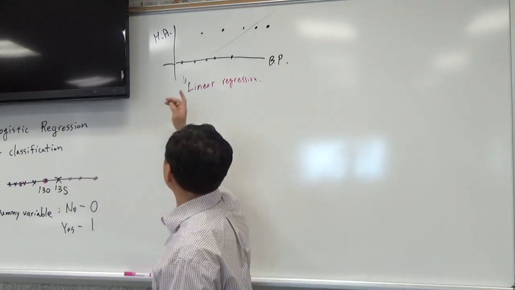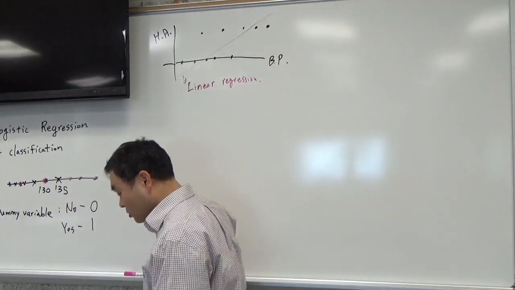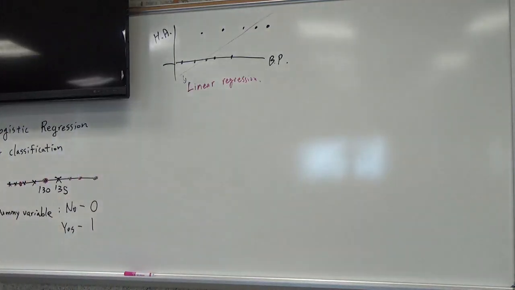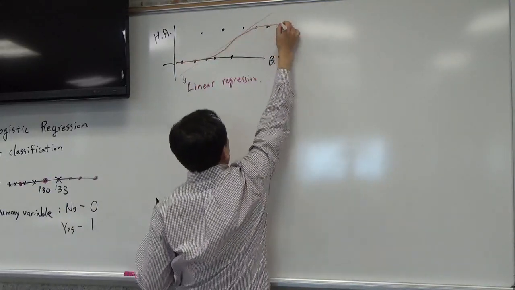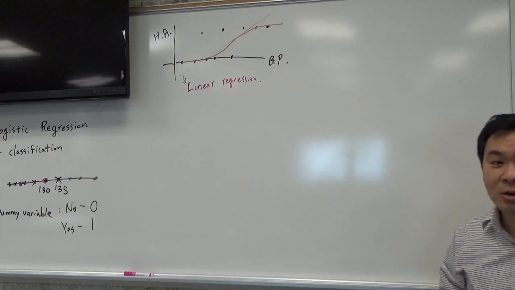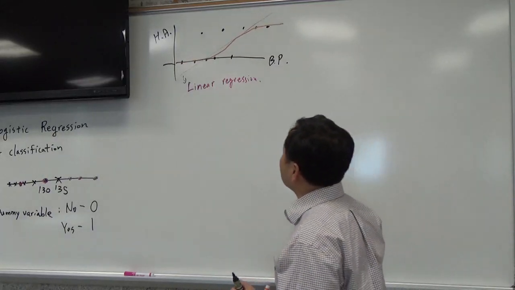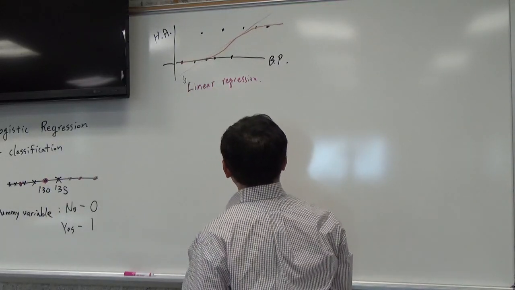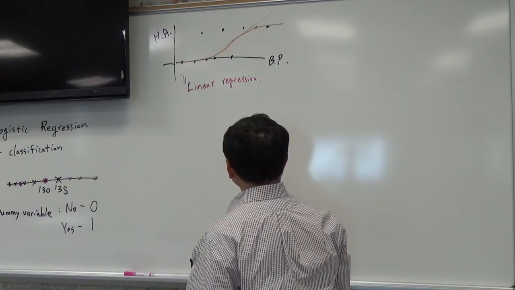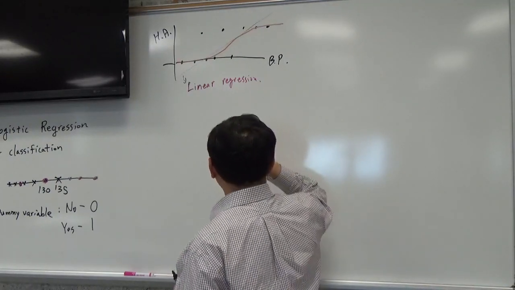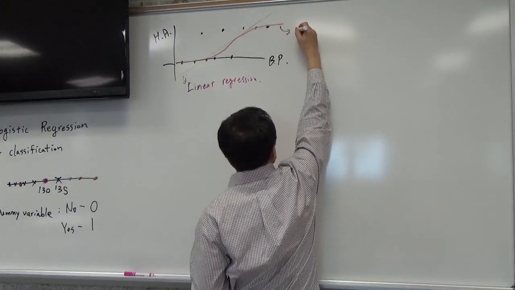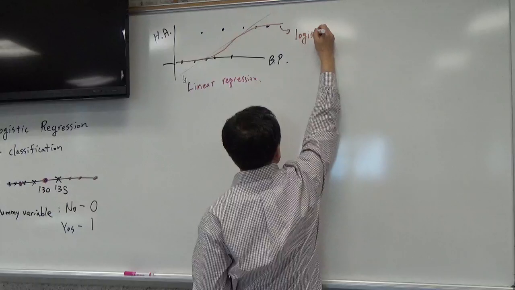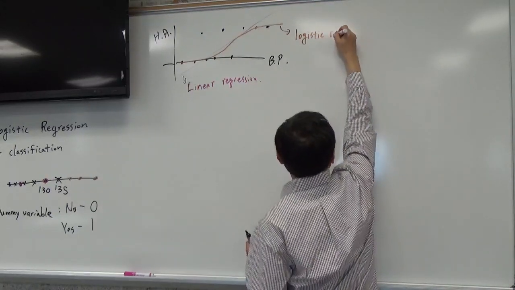You really don't want to approximate it like this. Rather, what you want to do is to come up with a function that's something like this, okay? Where it's not just simply a matter of getting the correct value. Rather, the meaning of this yellow curve is what we call logistic regression.